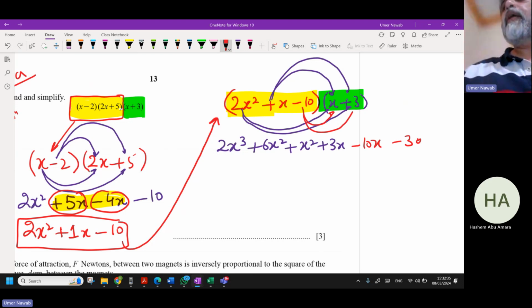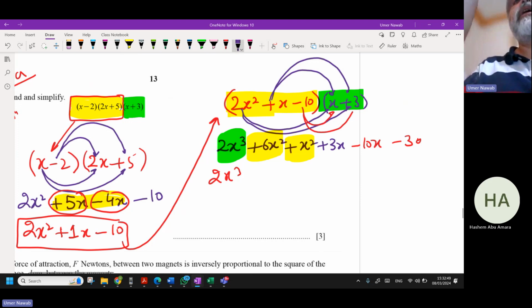Now, how many like terms do I have, guys? So the first term is 2x cubed, so I just copied 2x cubed. And then we have x squared, two terms containing x squared, so I'm going to copy just 7x squared. And then later on, guys, we have plus 3x and minus 10x, so I'm going to copy here minus 7x.